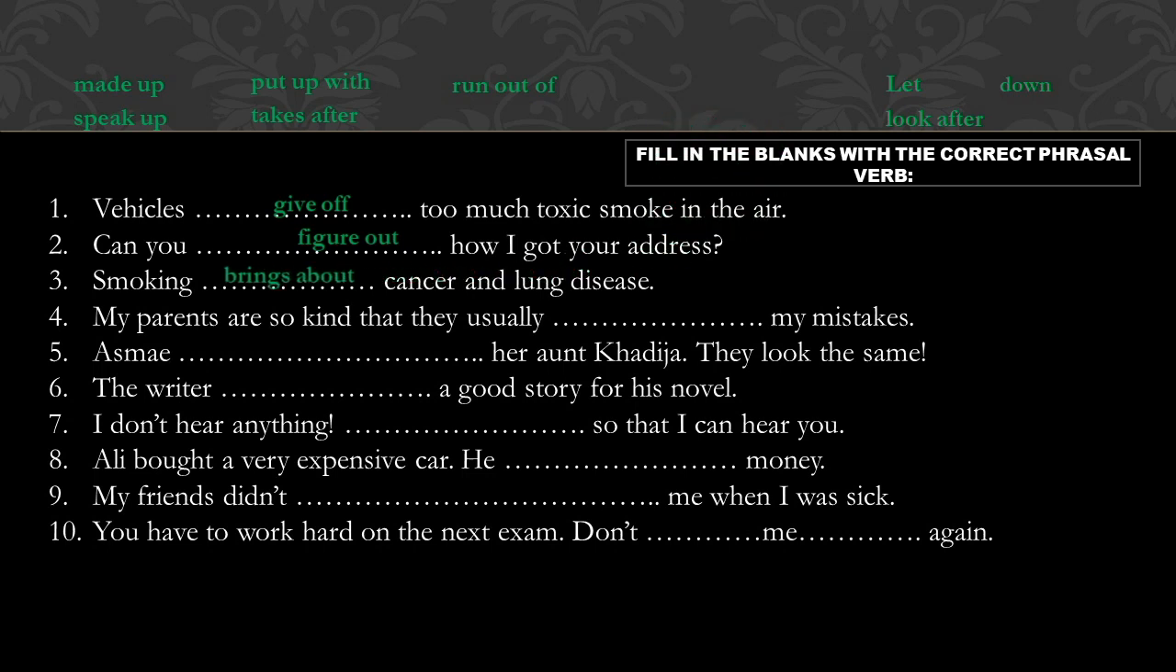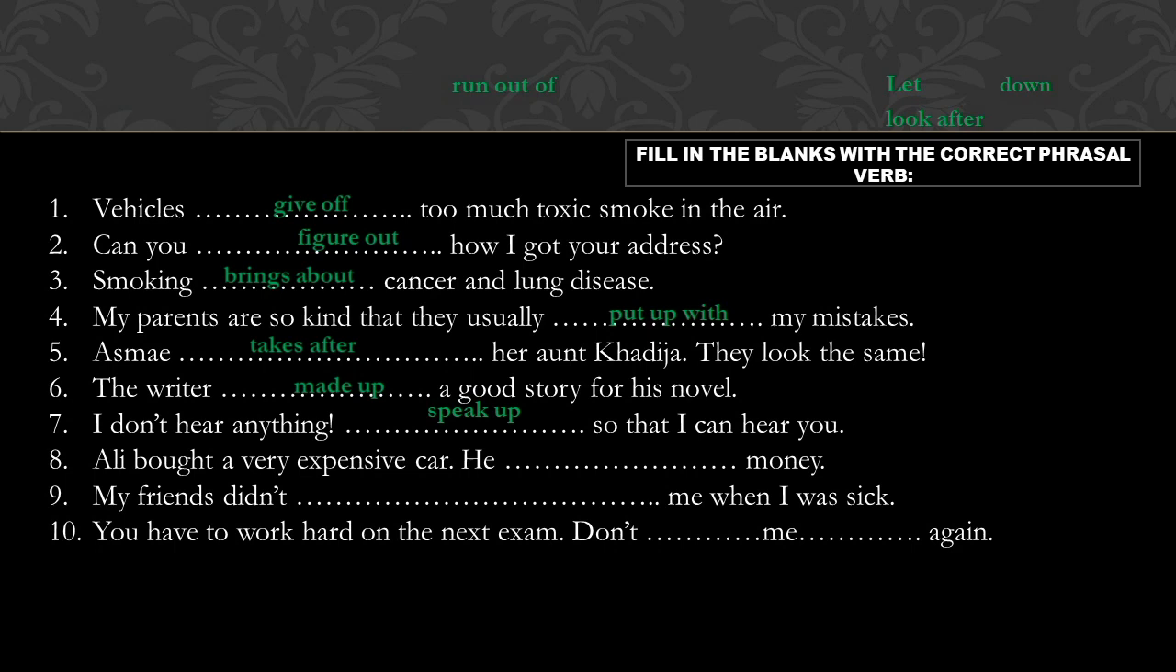Number 4, my parents are so kind, they usually put up with my mistakes. Number 5, Asma takes after her Aunt Khadija, they look the same. Number 6, the writer made up a good story for his novel. Number 7, I don't hear anything. Speak up so that I can hear you.